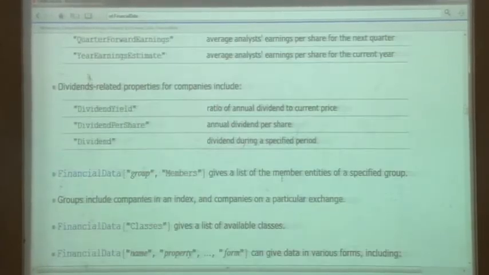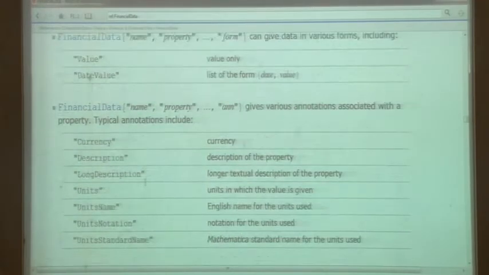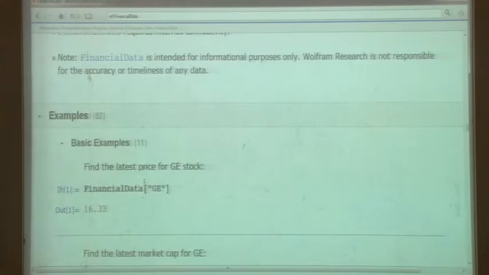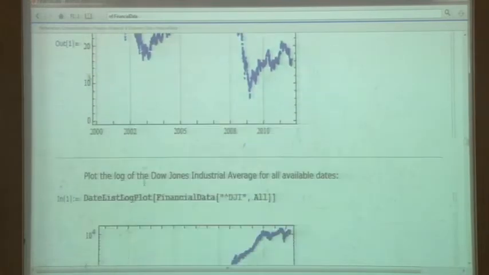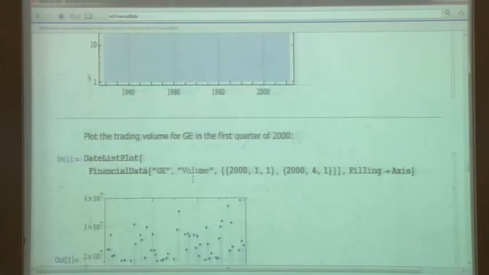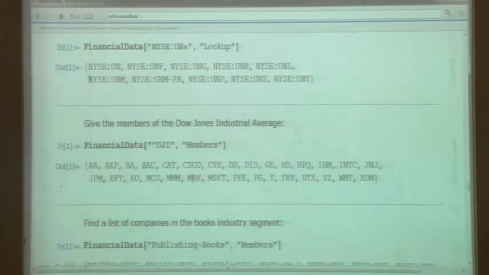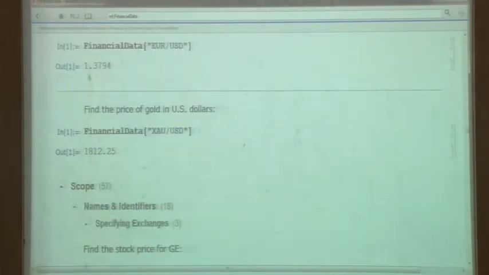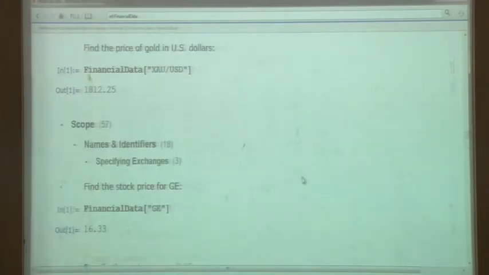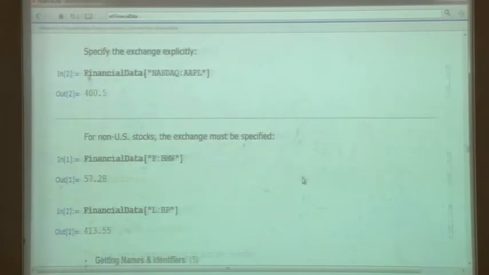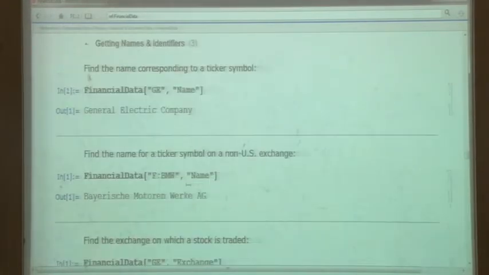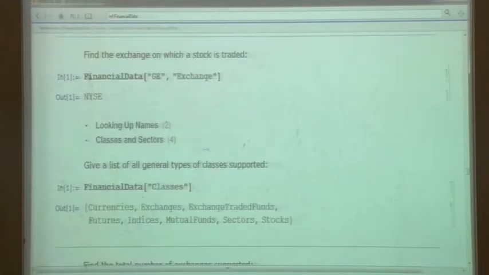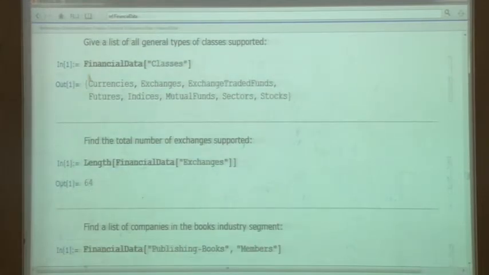So the problem with Mathematica functions is sometimes they are so complete that it takes time to go through the examples, right? But we can look at some of the examples here and try to figure out. So you can go to the scope, specifying exchanges. You guys know what I mean? So here we go. So this could help us. Otherwise, looking up names, right? Or classes, there you go. This is it. This is the one that we want, alright? We want financial data exchanges.